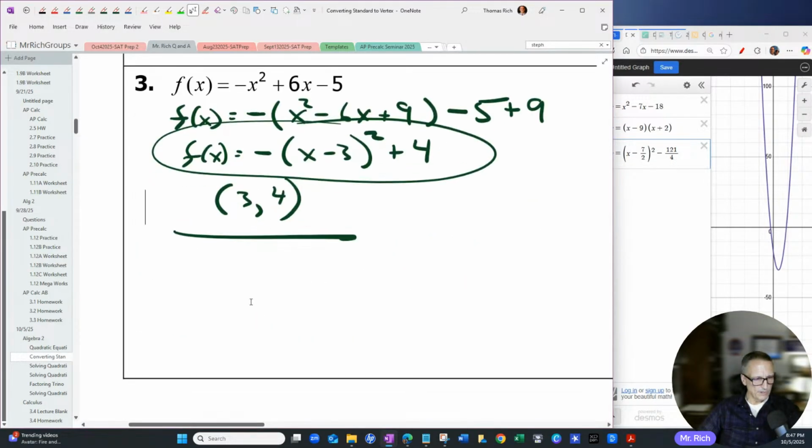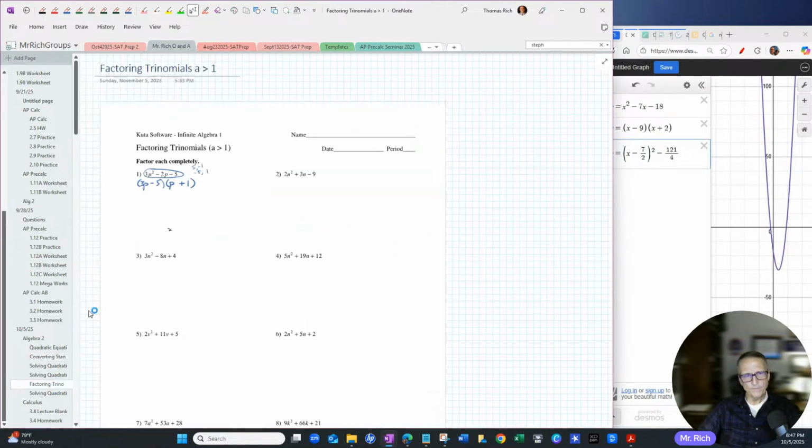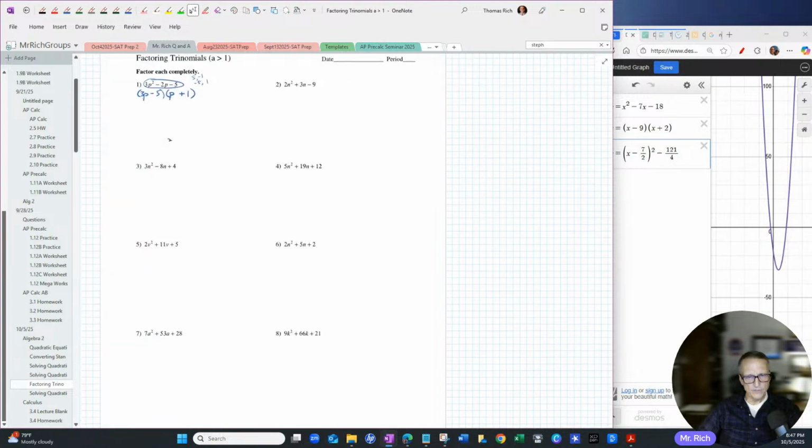I will do one other thing I wanted to show you. I wanted to remind students how to factor trinomials. Checking for any questions. It does not look like it.